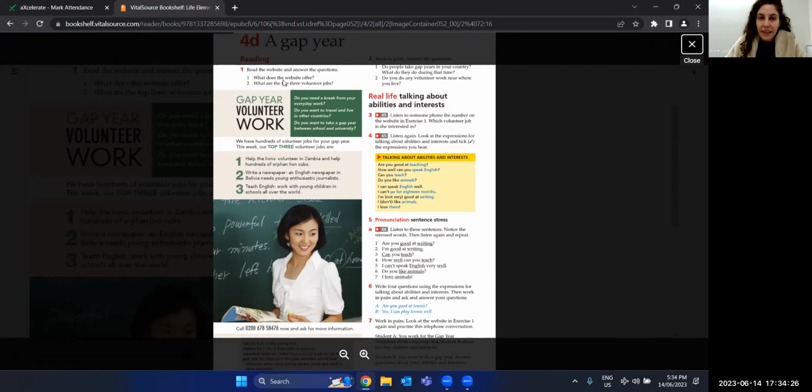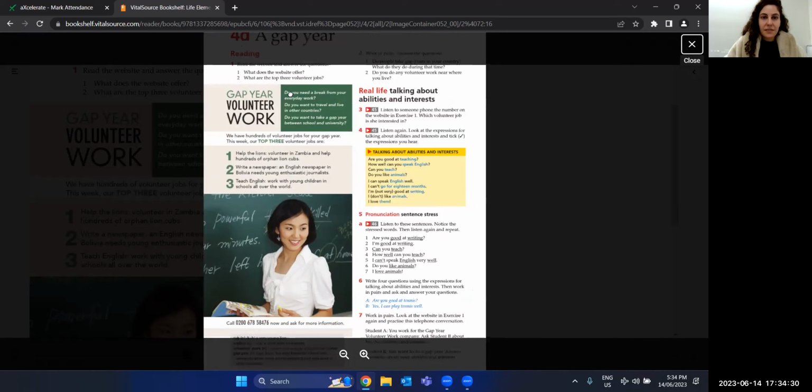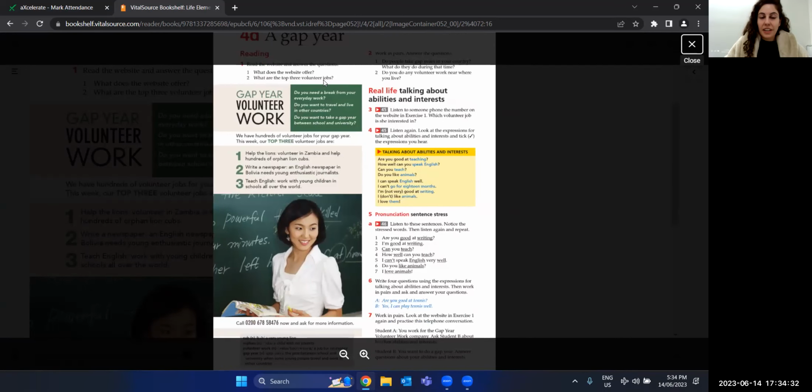What does the website offer? And what are the top 3 volunteer jobs? So remember, volunteer jobs are very different to normal jobs where you get paid. This is not paid. This is just to help, to give your time.